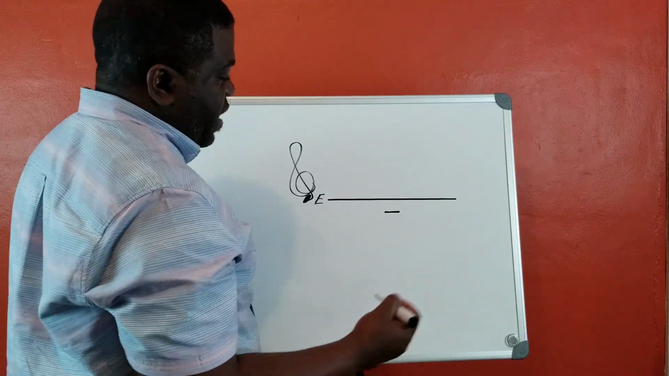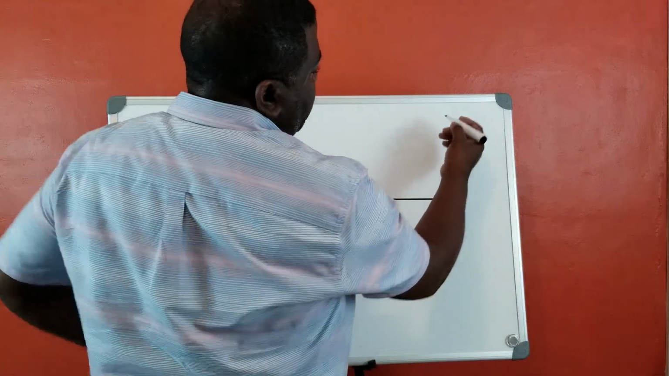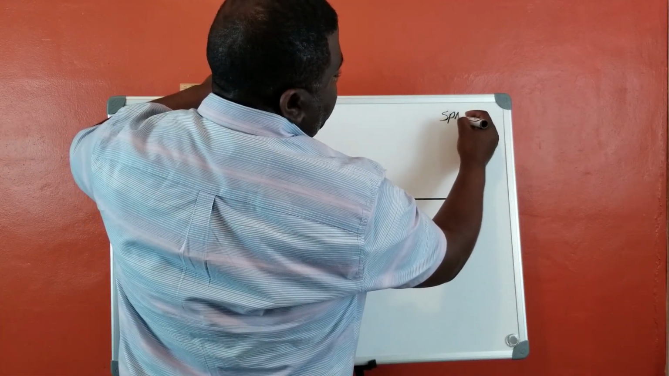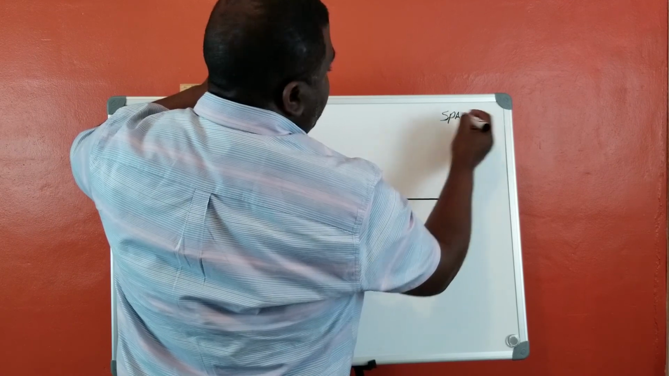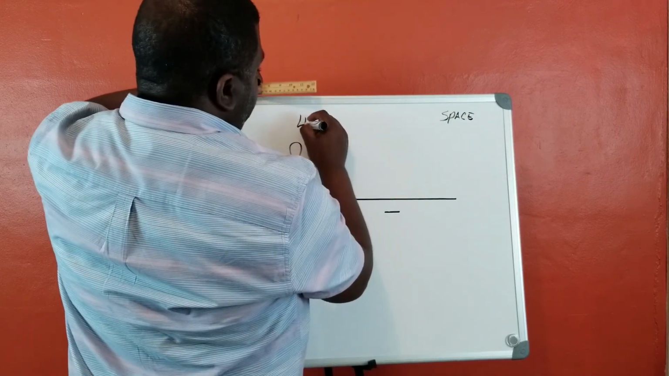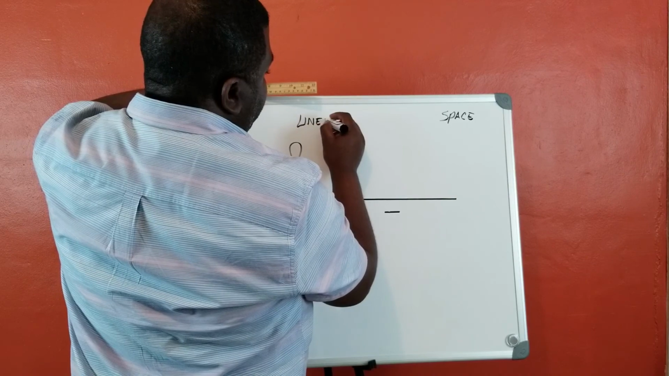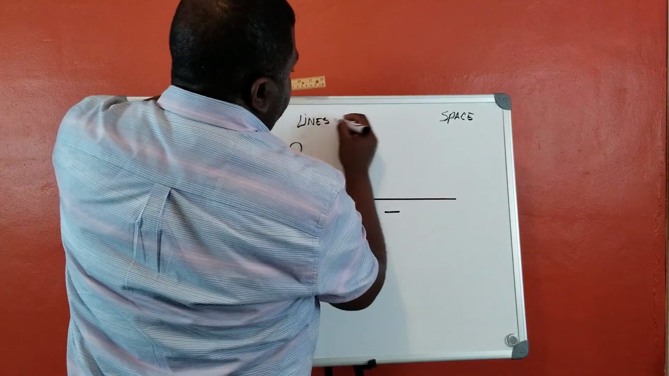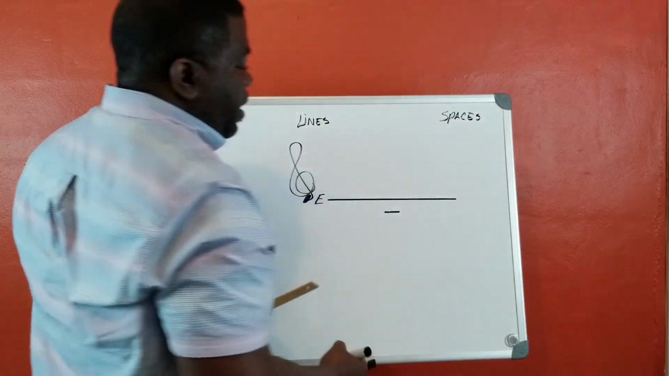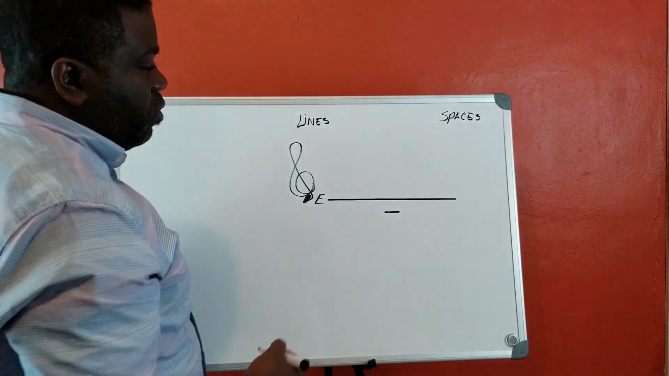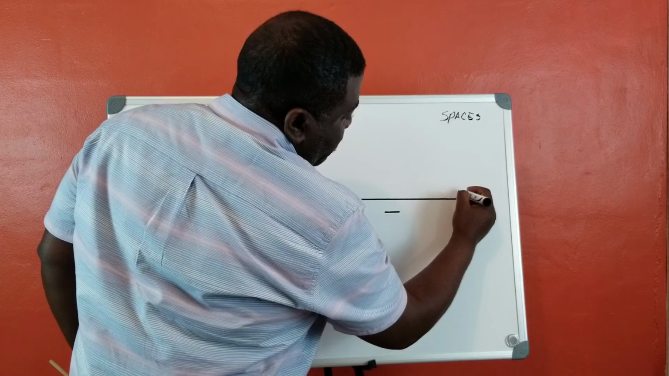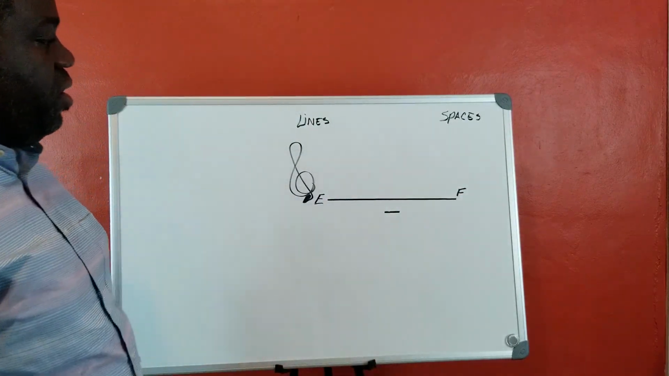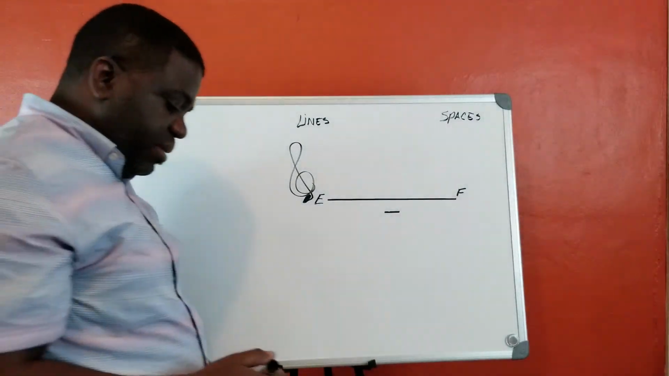So on this side, we're going to do the spaces. Let me just write spaces on top here. Space. And right above here are the lines. Lines and spaces. So right over here, we have the F. That is the space right above the E.